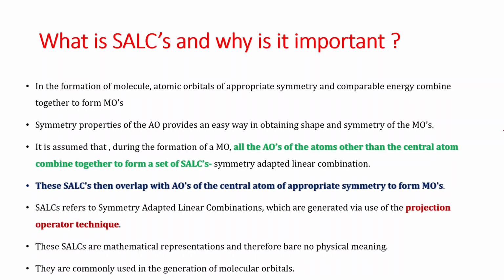In the formation of a molecule, atomic orbitals of appropriate symmetry and comparable energy combine together to form molecular orbitals. We all know that. And the symmetry properties of atomic orbitals provide an easy way of obtaining the shape and symmetry of molecular orbitals. It is assumed that during the formation of MOs, and this is important, all the atomic orbitals of the atoms other than the central atom combine together to form a set of SALCs, that is, the symmetry adapted linear combinations. And who all are participating in the formation of SALCs? The atoms other than the central metal or central atom.